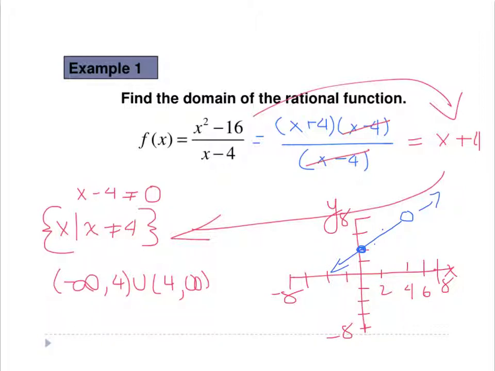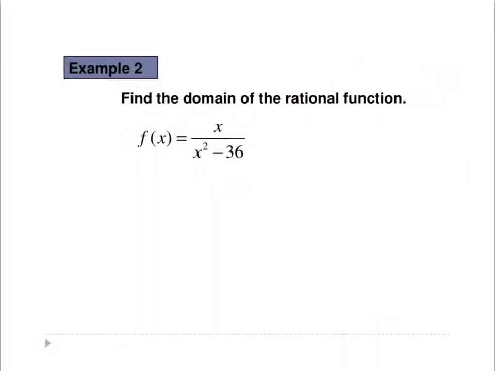So this is all describing one rational function, and that's this one. This is its graph, and this is the function simplified. So the domain, you can see both on the graph and on my notation here that the only thing I'm excluding is 4. Alright, so let's take a look at another example.